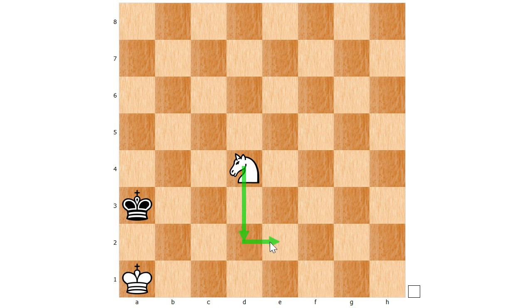He can make this move in any direction. For example, he can jump here, or here, or here, or here. So you can make this L-shaped jump in any direction, or here, or here, or here. He may also jump over other pieces. Here's an example. So even if a piece is in the way, he may jump over it.